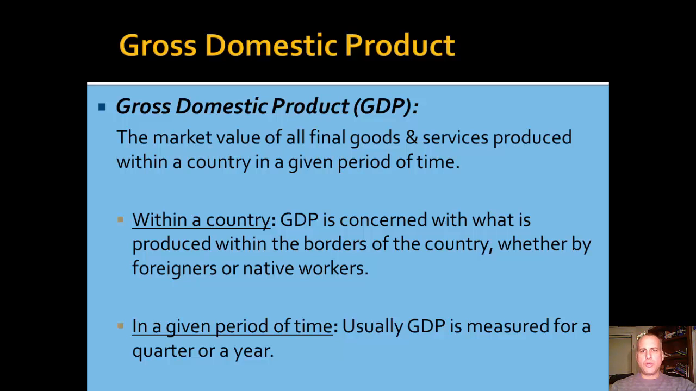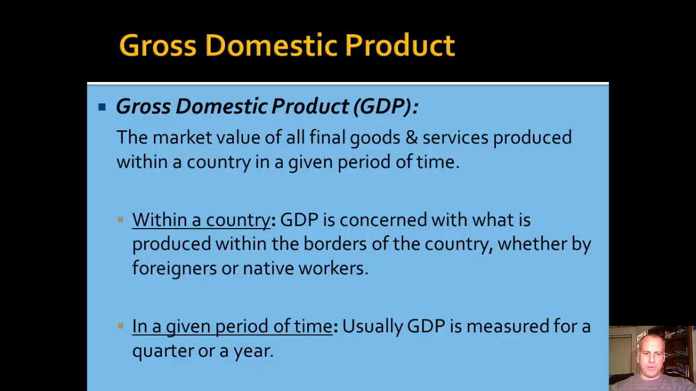We note that gross domestic product represents goods that are produced within the country. That is, they're produced within the borders of the country, whether they're produced by foreigners or by native workers, United States citizens in this case. GDP is concerned with what's produced within the border. This is distinct from gross national product, which is sometimes used, which is concerned with what is produced by Americans, regardless of whether they're operating at home or abroad.